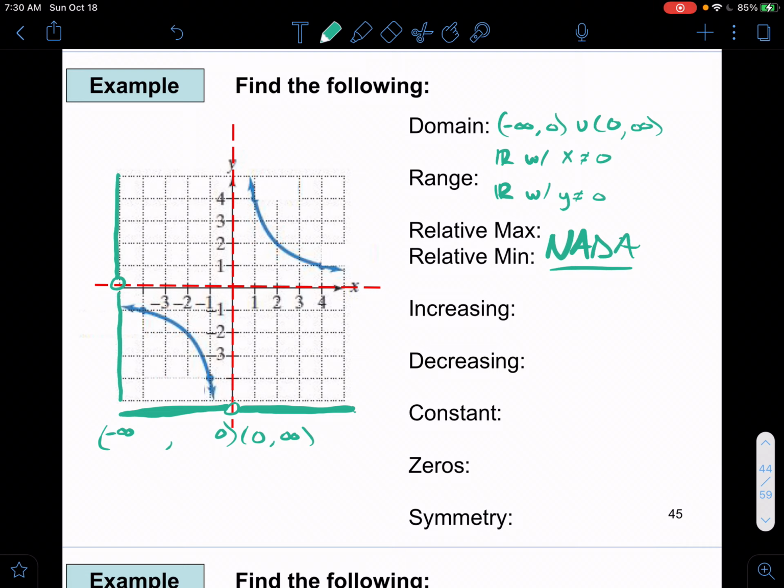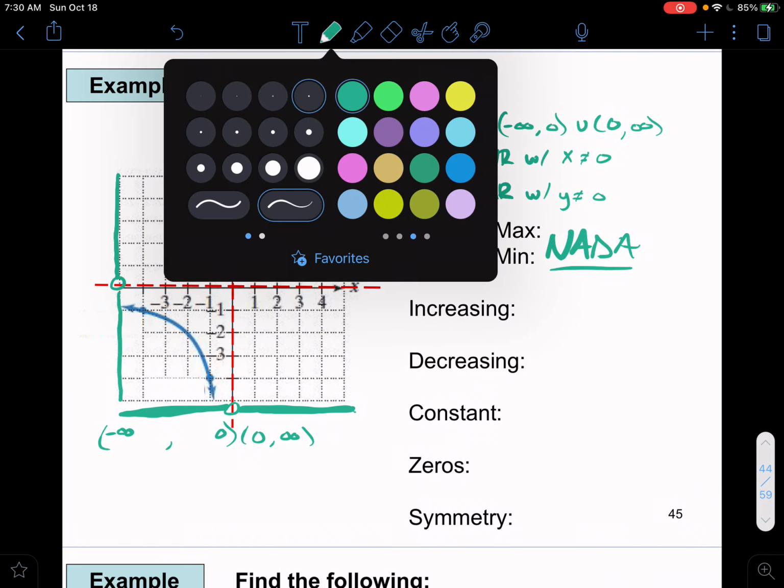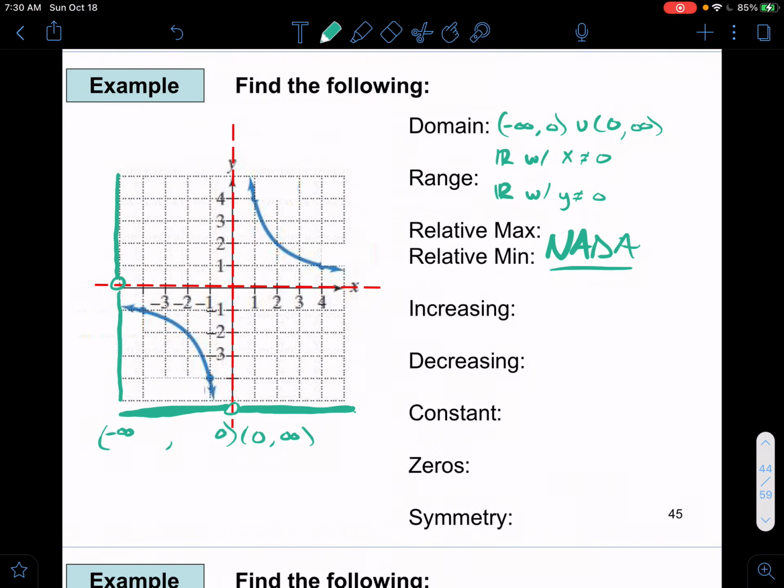Looking at where our graph is increasing, it looks like from left to right, this guy is going to be going down, and from left to right, this guy goes down. So there's no spots where we were going up, so we will say nope.